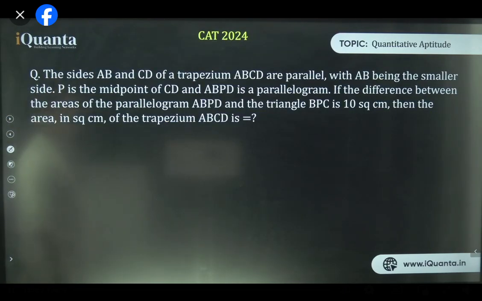The sides AB and CD of a trapezium ABCD are parallel, with AB being the smaller side. P is the midpoint of CD, and ABPD is a parallelogram. If the difference between the areas of parallelogram ABPD and triangle BPC is 10 square centimeter, then the area in square centimeter of the trapezium is what?